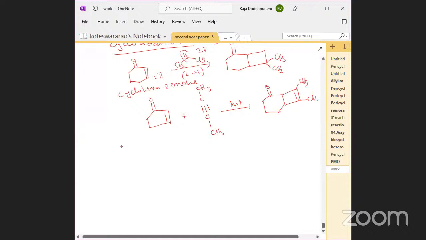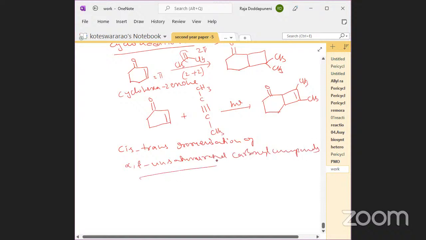They are not undergoing cycloaddition or cyclodimerization reactions. Due to that reason, they undergo cis-trans isomerization reactions. That is, cis-trans isomerization of alpha beta unsaturated carbonyl compounds. For example, cyclo-octa-2-enone. Now, first you take the cis isomer, cyclohepta-2-enone.